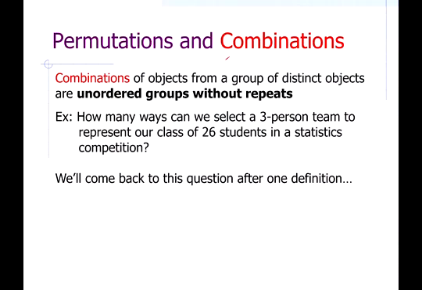Now let's move on to combinations. Similar to permutations, it's basically how many ways can you pick a small group of objects from a larger group of objects with no repeats. But the difference is unordered groups. So combinations, order does not matter. In how many ways can we select a 3-person team to represent our class of 26 students in a statistics competition?